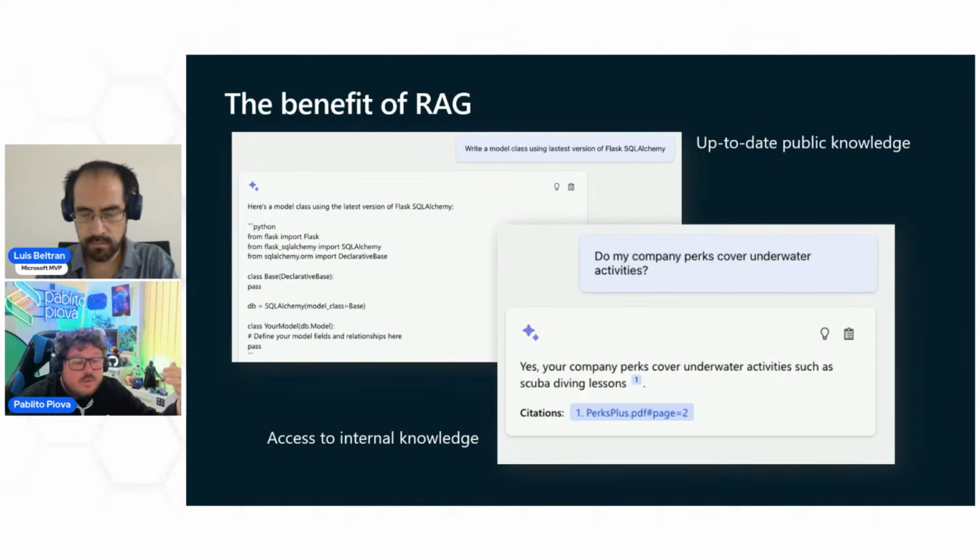Another benefit is access to internal knowledge. RAG also enables access to specific internal knowledge of an organization. If you ask the model whether the company benefits cover underwater activities, RAG can access internal company documents and provide an accurate and relevant response, such as, yes, your company benefits cover underwater activities like diving lessons, directly citing the appropriate internal resource. These benefits demonstrate how RAG can overcome the traditional limitations of LLM models, providing more accurate, up-to-date, and contextually relevant responses by combining public and private information.